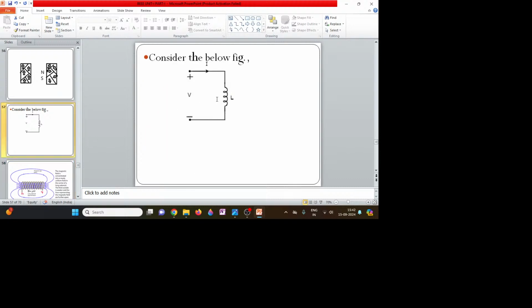So this is the symbol of the inductor. The property of the inductor is inductance, similar to your resistor, for which the property is resistance. A resistor dissipates energy in the form of heat, so a resistor is an energy dissipating element, but an inductor is an energy storage element. It stores energy in the form of electromagnetic field.